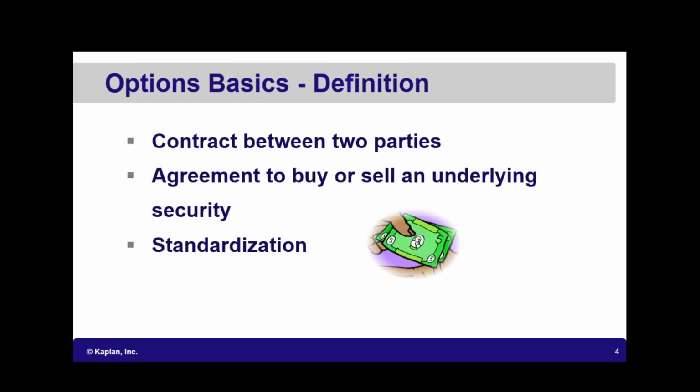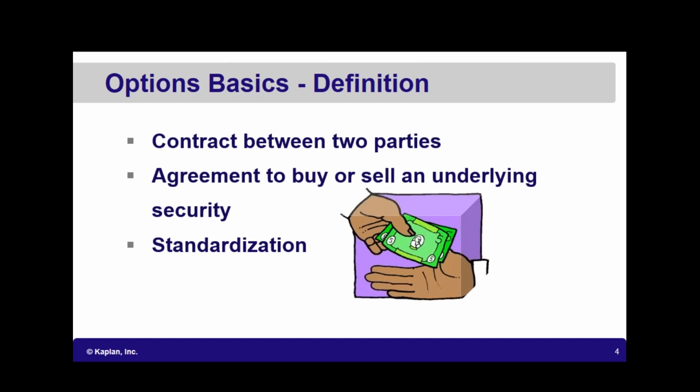An option is a contract between 2 parties. They agree to either buy or sell an underlying security. And there are going to be standardized terms and standardization with that option contract. So let's dissect the definition a little bit more.